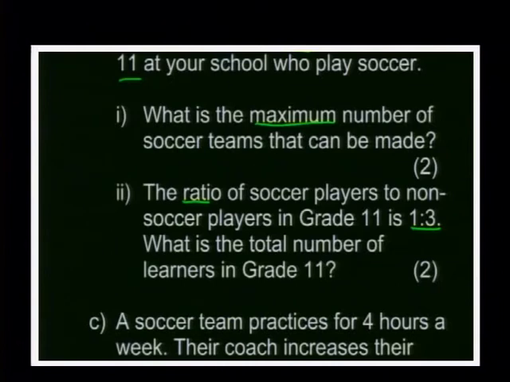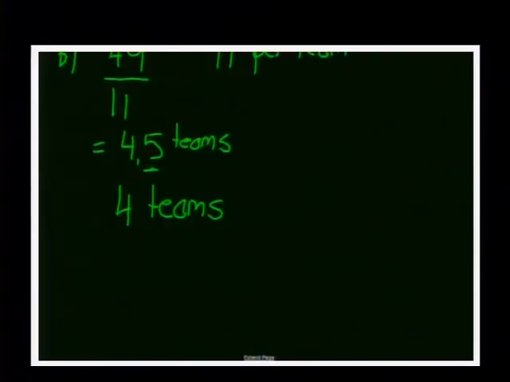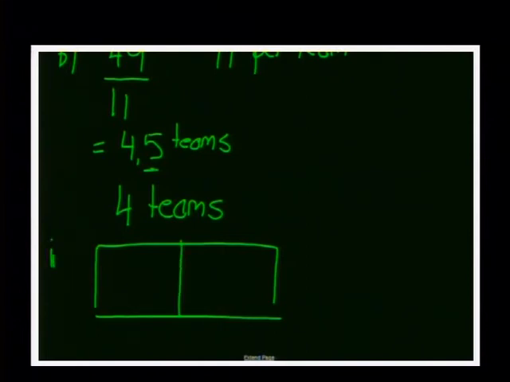What have I been given? I've been given the ratio of 1 to 3. And I want to know what the total number of learners in grade 11 is. So let's go through the ratio and see if we can get the answer. So, first we're going to say in our blocks, this was the second part. We've got our blocks. What do we know? We know that the ratio of players to non-players is 1:3.